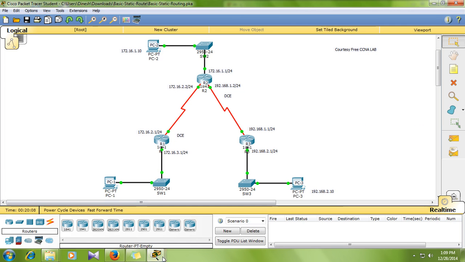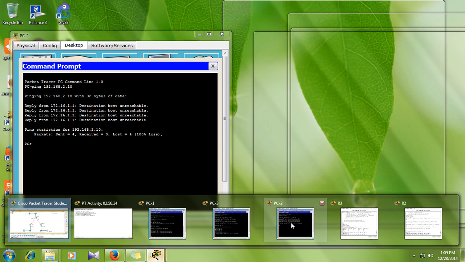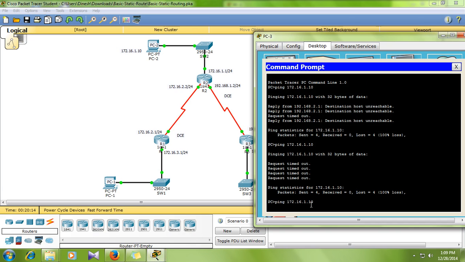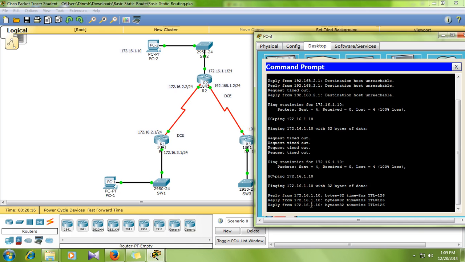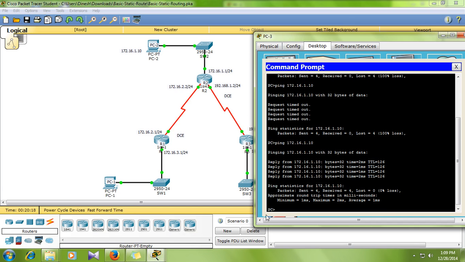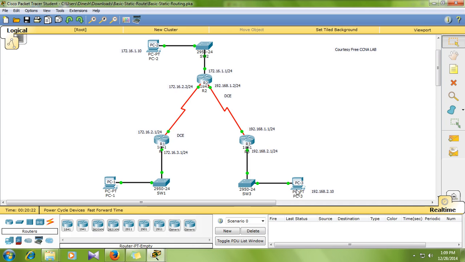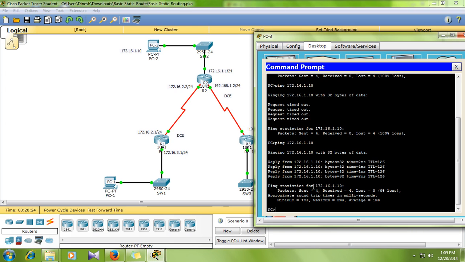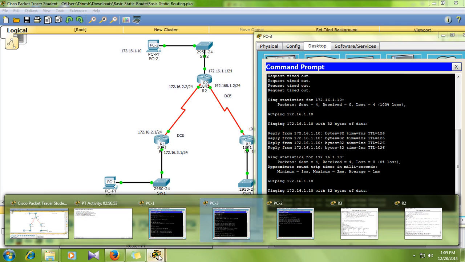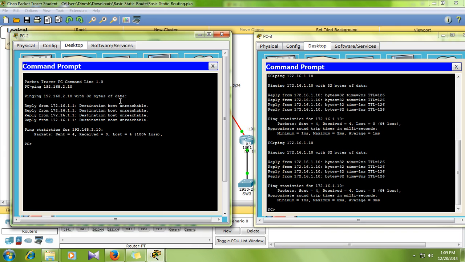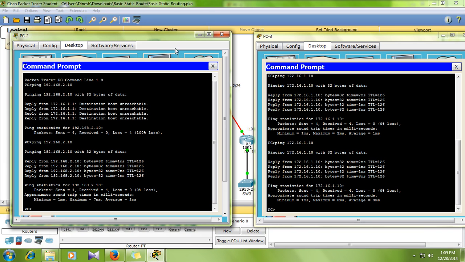So now the routing table reverse lookup, everything is completed. Now go to PC3. You will reach here. Okay, it's done. So this task was completed. We are able to reach. Go to PC3, able to reach. Go to PC2, able to reach. So configuring the static route with next hop interface is done.